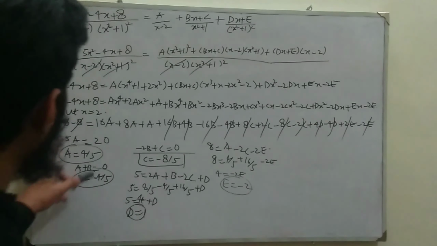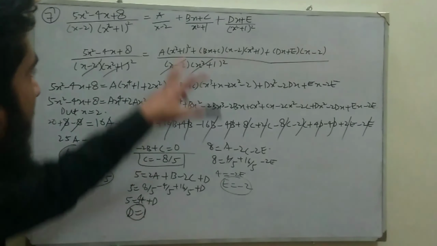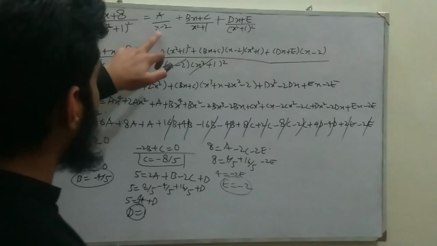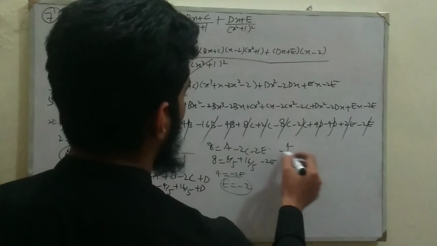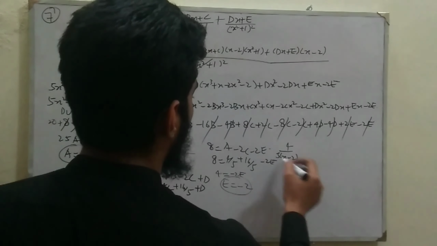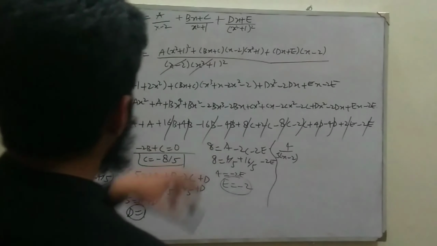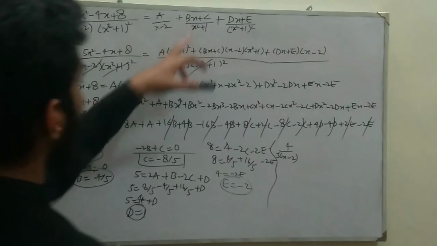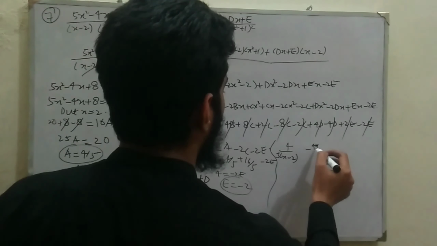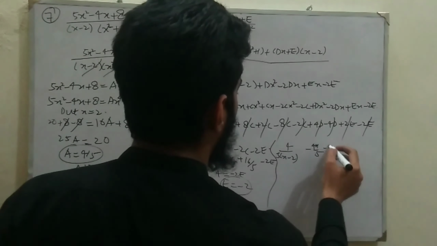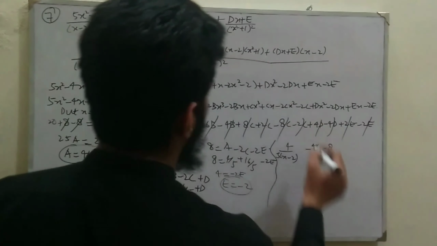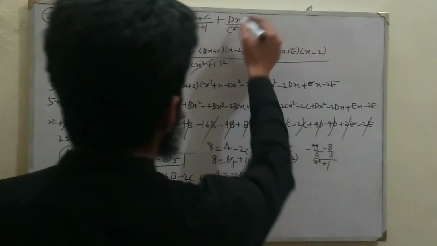So putting the value of a, b, c, d, e in this equation to get the result of partial fraction form. So a over x minus 2, a is 4 over 5, x minus 2, so 4 over 5 times x minus 2, and plus bx plus c, so b is minus 4x over 5, and plus c, c is minus 8 over 5, divided by x square plus 1, and dx plus e.